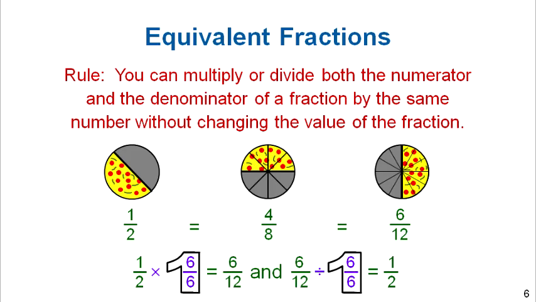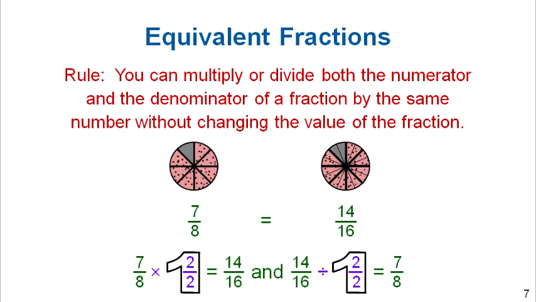You should also notice that if you multiply both the numerator and denominator of the fraction 1/2 by 6, you find that 1/2 is equal to 6/12. And if you divide both the numerator and denominator of the fraction 6/12 by 6, you should find that 6/12 reduces to 1/2. This is another example that illustrates this concept. You can multiply both the top and bottom of the fraction 7/8 by 2 without changing the value of the fraction. And you can divide both the top and bottom of the fraction 14/16 by 2 without changing the value.